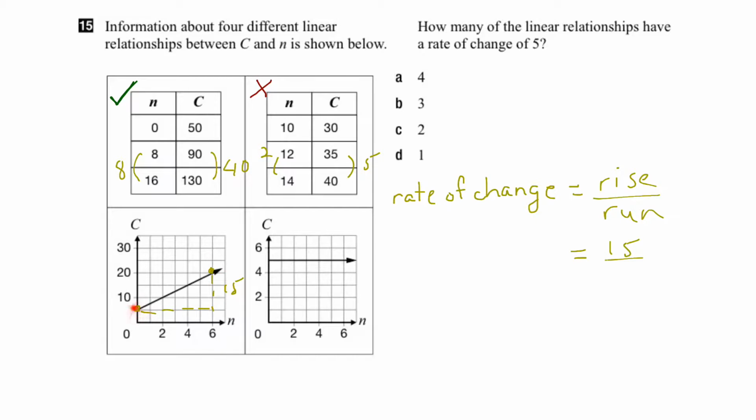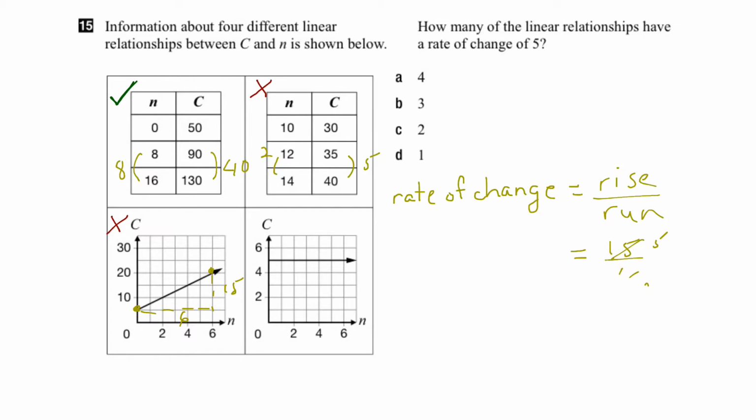And our run would be from here to here. And for the horizontal axis, each unit here is 1 step along the way. So our run would be 1, 2, 3, 4, 5, 6 units. So we stick that in there. And we can divide by 3 here. So 3 goes in there twice, 3 goes in there 5 times. And again, our rate of change here is 2.5, which is not 5. Therefore, this graph does not represent a rate of change of 5.